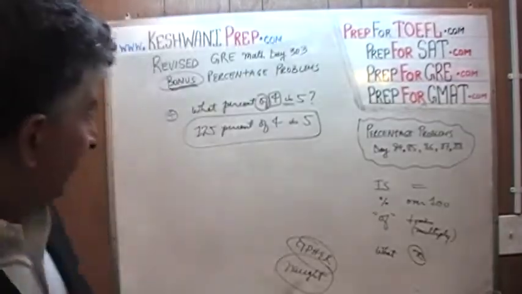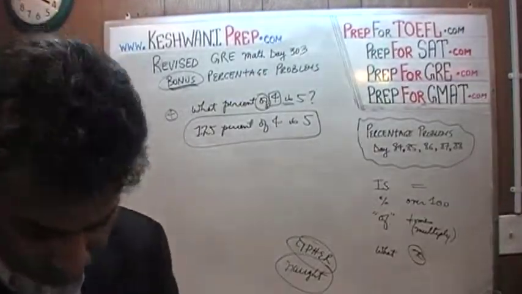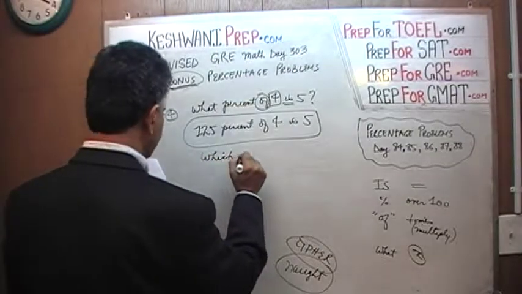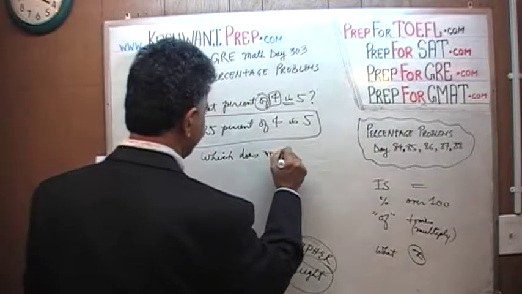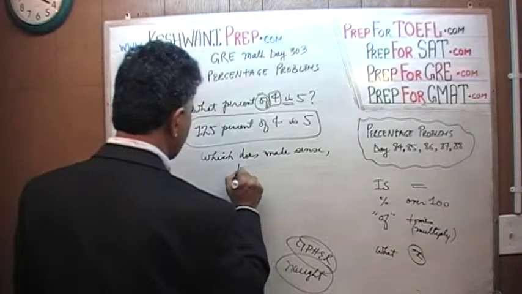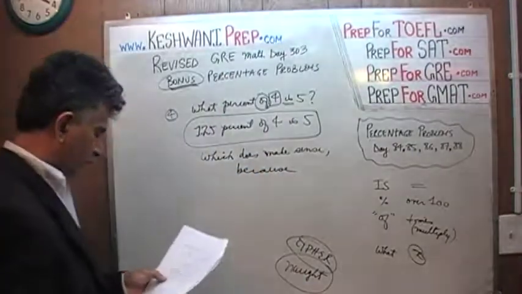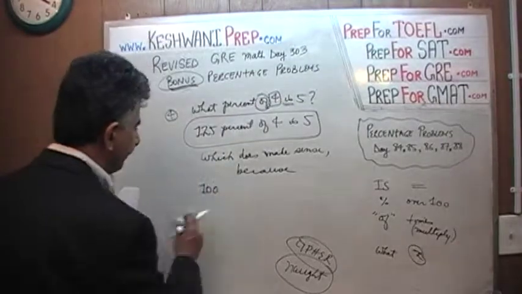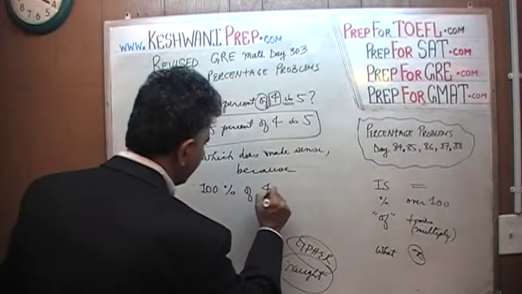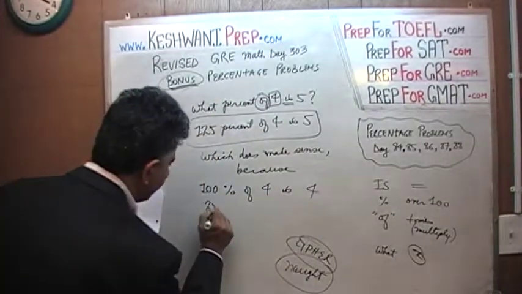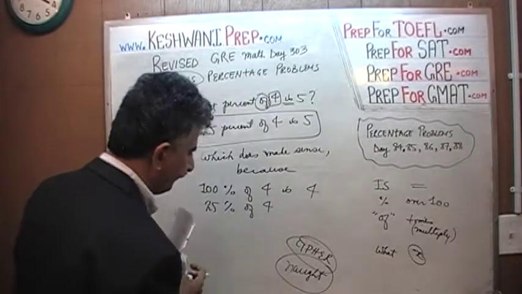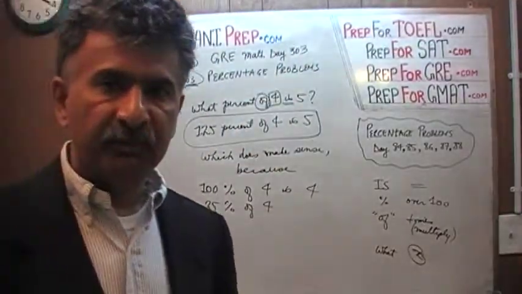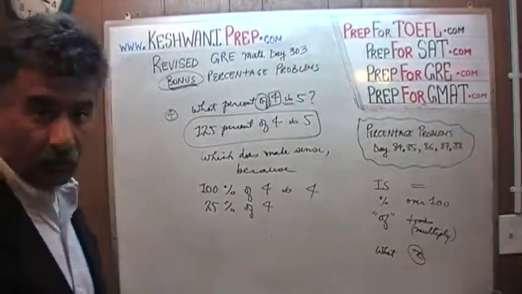Let's see if this actually makes sense. What we're claiming here is that 125% of 4 is 5. Which does make sense, because we know that 100% of 4 is 4, and we also know that 25% of 4, how much is 25% of 4? 25% means a quarter. 25% of anything is just a quarter of something. So what is a quarter of 4? A quarter of 4 is 1.